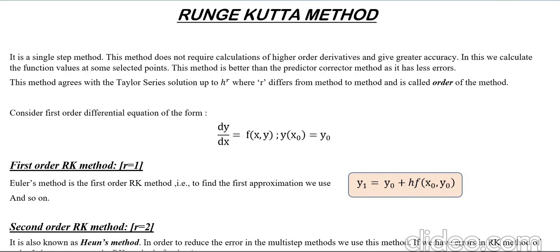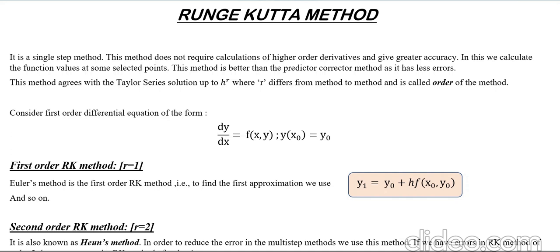Hello students. Today we'll be talking about Runge Kutta method. It is a single step method. This method doesn't require calculations of higher order derivatives and gives greater accuracy. In this we calculate the function values at some selected points. This method is better than the predictor corrector method as it has less errors in it.